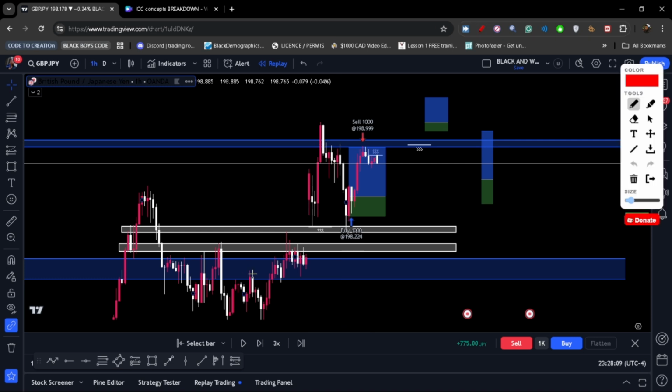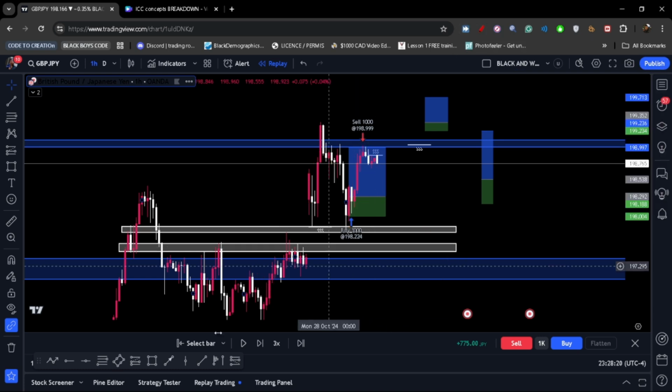Price was buying up like this, buying up, right? It now broke the previous low. Now we're expecting a retracement to then sell back down, retrace, and then continue selling. So let's see how price moves, right?